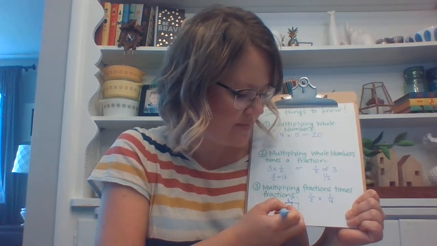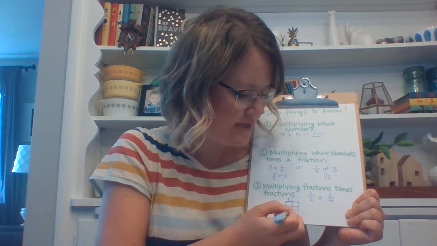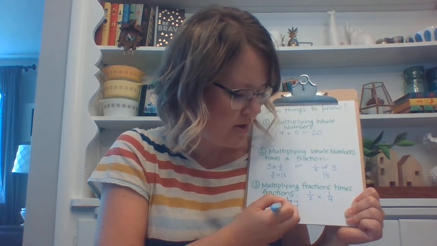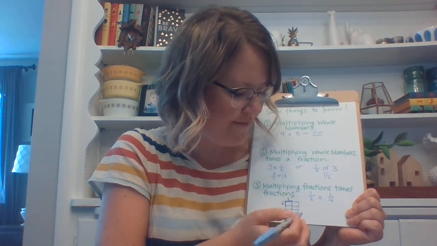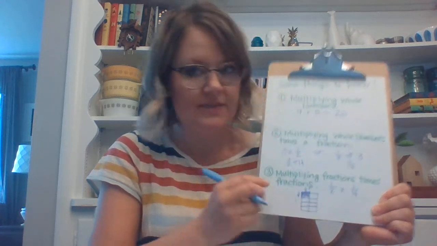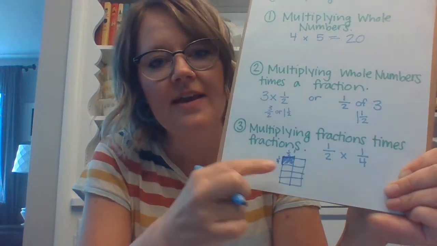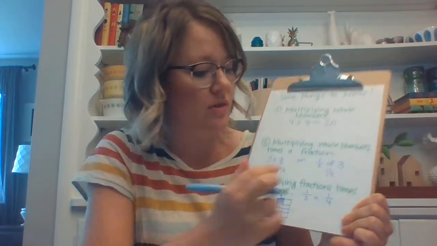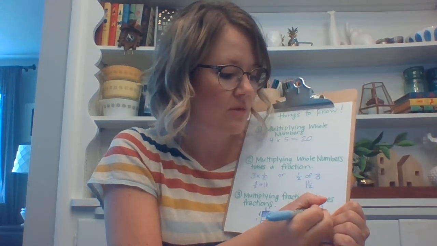by 1/4. So that means this section needs to go down 1/4. So we're going to go down 1/4 and over 1/2. And that little section there, that area, is 1/8 of the whole thing. So 1/2 times 1/4 equals 1/8.